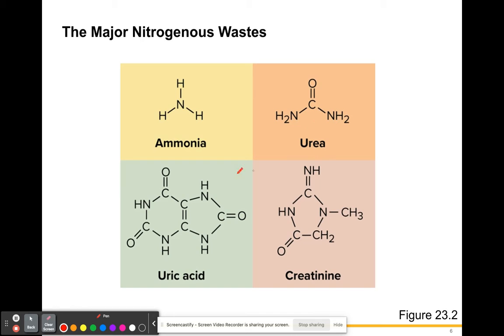Here's what urea looks like, and I don't need you guys to memorize these chemical structures. I just want you to see what they have in common. And one big thing that they all have in common is the presence of nitrogen, which is why they're called nitrogen wastes. That makes a lot of sense. Okay, so here's uric acid, here's creatine, and these are the things that our body wants to try to get rid of.